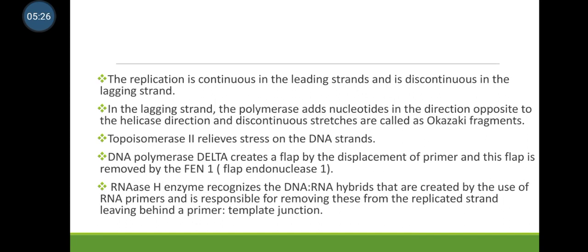Topoisomerase 1 and 2 relieve stress and prevent supercoiling. This DNA polymerase delta creates a flap by the displacement of the primer, and this flap is removed by FEN1, flap endonuclease 1. And then RNase H enzyme recognizes the RNA-DNA hybrids and removes these from the replicated strands, leaving behind a primer template junction.